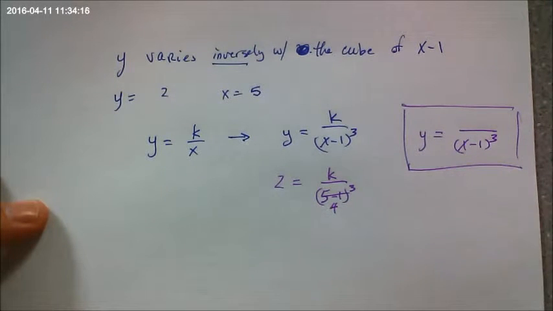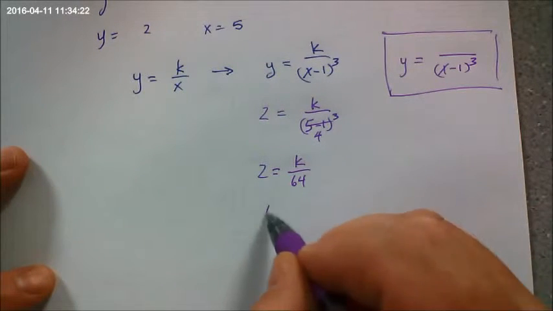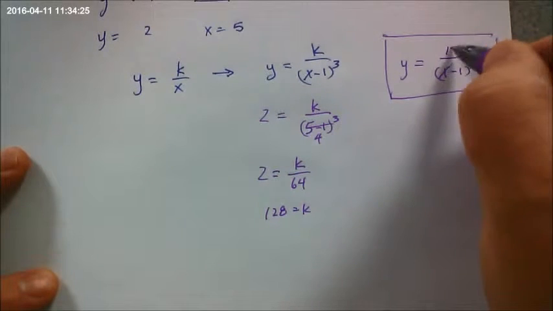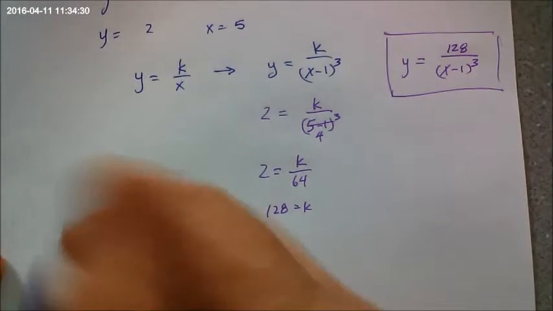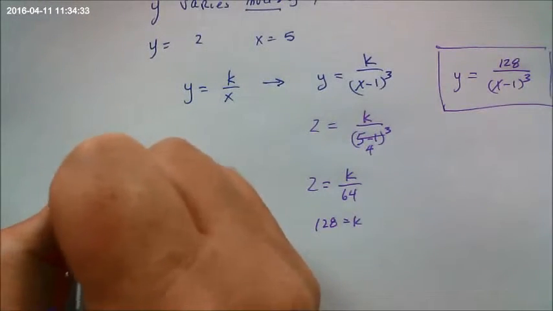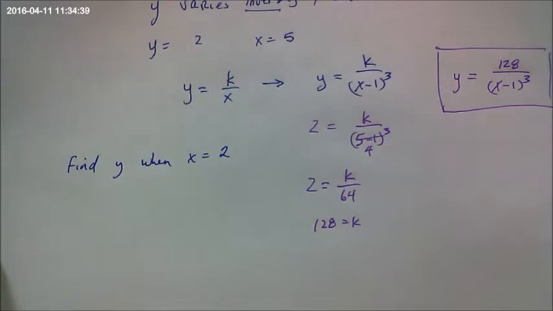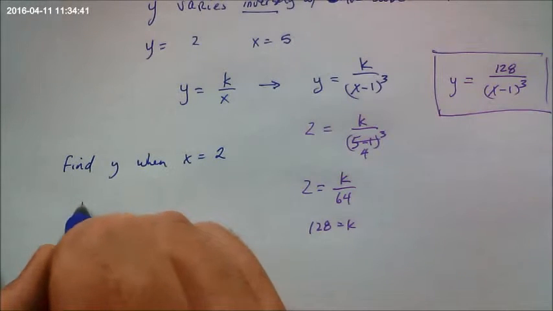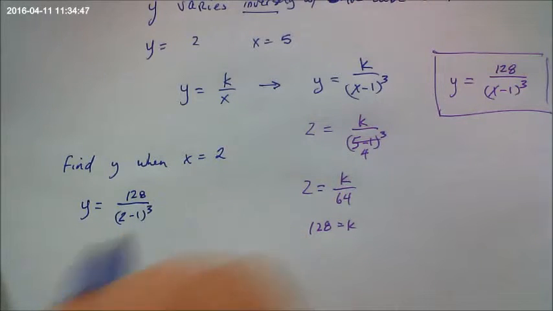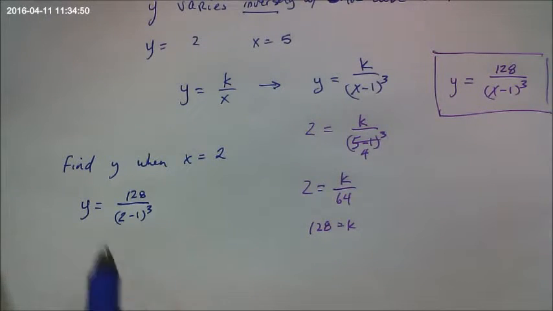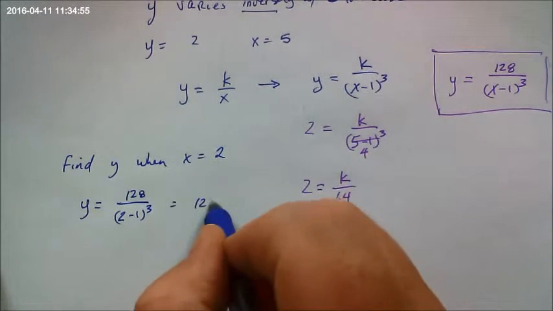So that's 4, which cubed is 64. Multiply both sides by 64, you get 128. So there's the formula we have to use. Now let's say it next asks us to find y when x equals 2. We just use this formula: y equals 128 divided by 2 minus 1 cubed. 2 minus 1 is 1, 1 cubed is 1, 128 divided by 1 is 128, so there would be the answer.